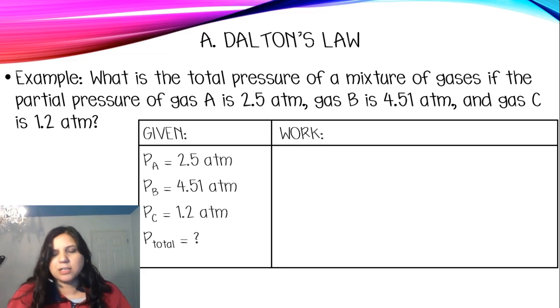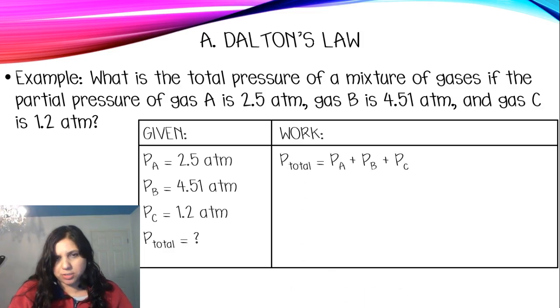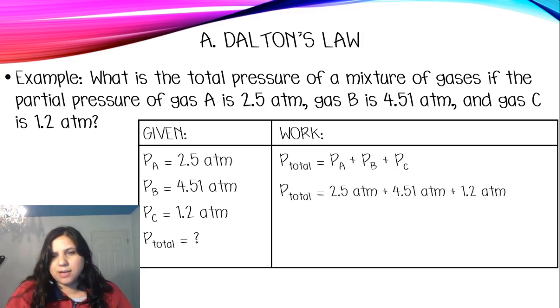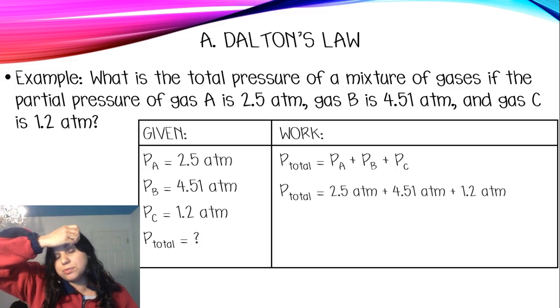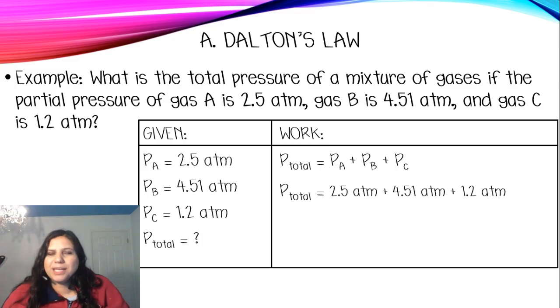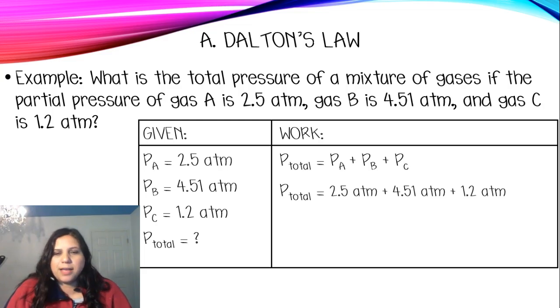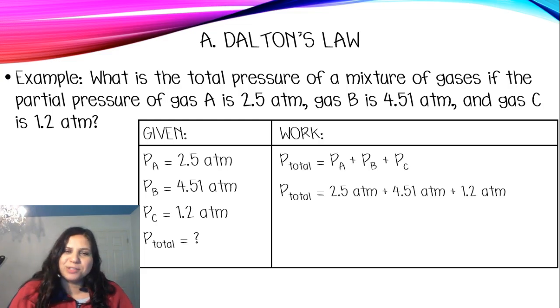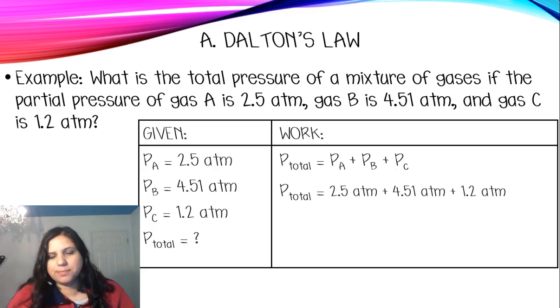Since we're looking at Dalton's Law, P total is equal to the sum of all the gases. So there's my equation. I have gas A, B, and C. All I have to do now is plug them in. They're all in terms of atmospheres. One little tricky thing you could get here is that I could give you different units of pressure. If I do, then you have to make them all the same, because you cannot add millimeters of mercury to atmospheres.